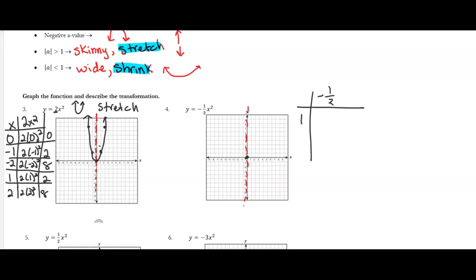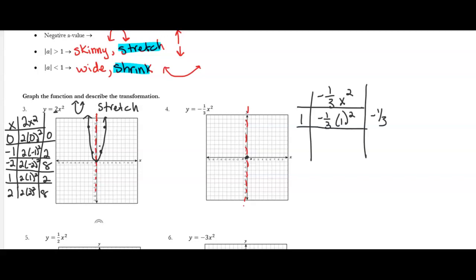So negative 1/3 x squared. So negative 1/3 times 1 squared. Well, 1 squared is 1, times negative 1/3 is negative 1/3. So I'm going to go over 1 and I'm going to go down 1/3 right here. Now, I know it's a reflection on the axis of symmetry, so I'm going to do the same thing on the left. I'm going to go to the left one and down 1/3. There we go. That was pretty close.